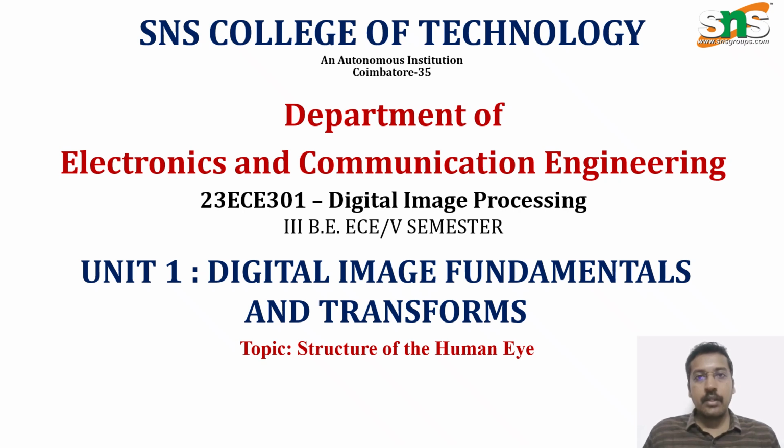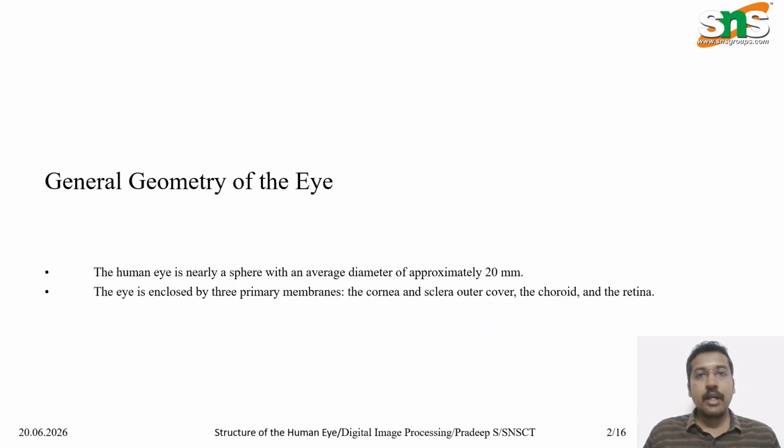Hi everyone. Today I will explain the structure of the human eye, which serves as the foundation for understanding human vision and digital image processing. The human eye is nearly spherical with an average diameter of about 20 millimeters. It consists of three major layers: the outer cornea and sclera, the middle choroid layer, and the inner retina.